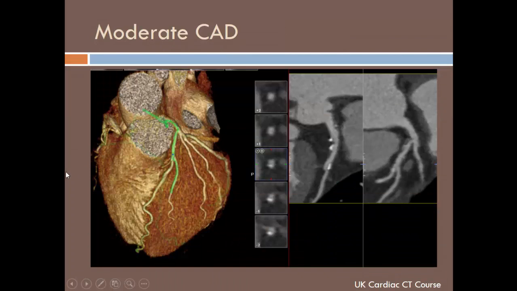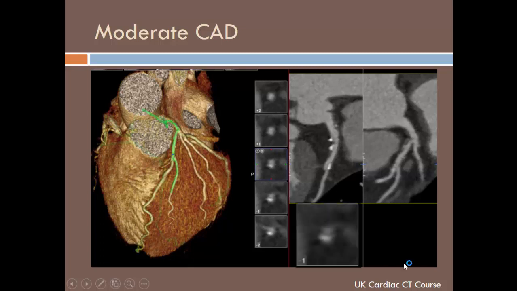So next example here. We have a plaque here with some calcium, and predominantly soft. So on this long axis view, we again see a mixed plaque.